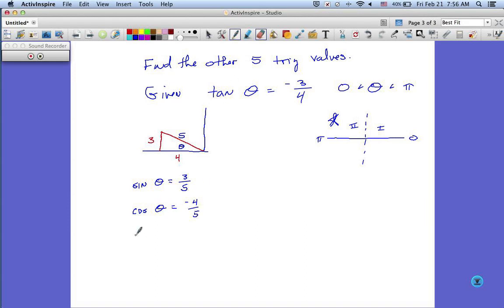If I know tangent, I know cotangent. Flip it, negative 4/3. If I know sine, I know cosecant. So that's 5/3. And if I know cosine, I know secant. Negative 5/4. And there you go, second example on how to find the other 5 trig functions given one trig function.